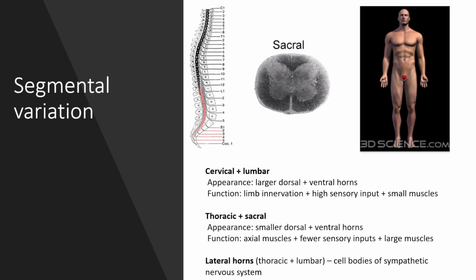Now, the lateral horns, which are prominent in the thoracic and lumbar segments, are present because they have cell bodies of the sympathetic nervous system. And this is how you differentiate the thoracic and some parts of the lumbar, because you will not see that in the cervical or the sacral. Lateral horns are the sympathetic nervous system.